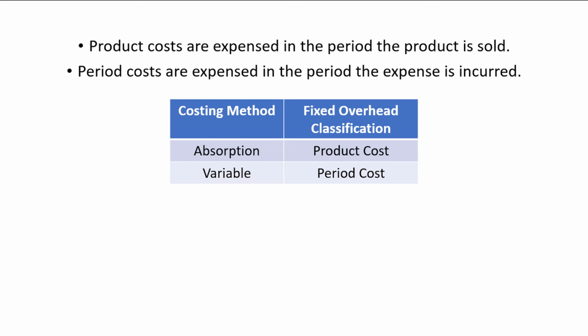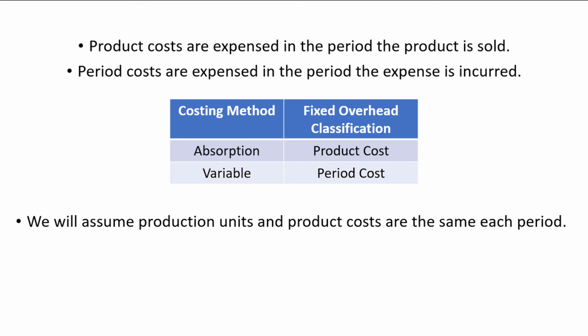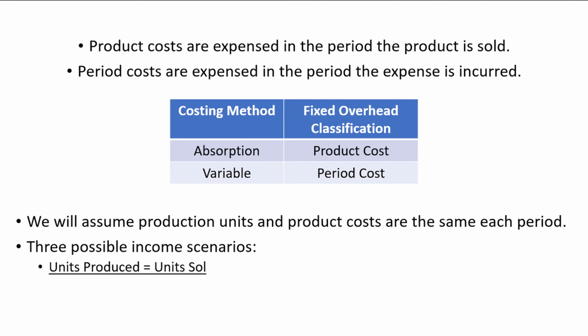To simplify things a little bit, in this video we will only be considering the situation where production units and costs are the same in each period. If we have that assumption, then there are three possible scenarios. If the number of units produced is equal to the number of units sold, the net income is the same under the two methods. This will be true even without our assumption.